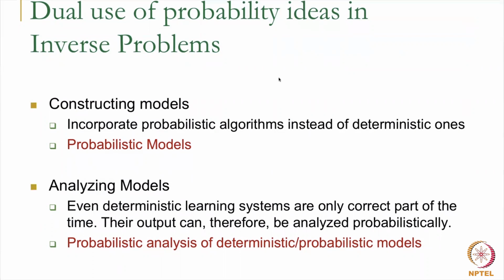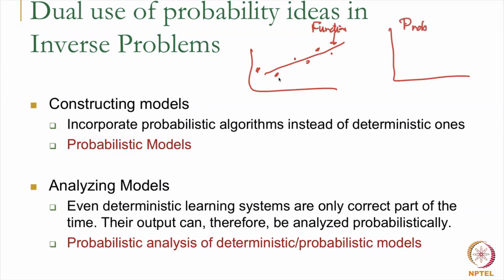So the first use of probability ideas is within constructing models. Okay. So the idea is, remember the models that we constructed so far were, well, I'll assume there is a function which fits this data in a least square sense. So this is the functional approach. Now, instead of that, we are going to do something else. We are going to say there is a probability distribution function. I'll explain what this is in case you are not familiar with it. I'll explain what this is within this video itself. At least we'll take a first step.